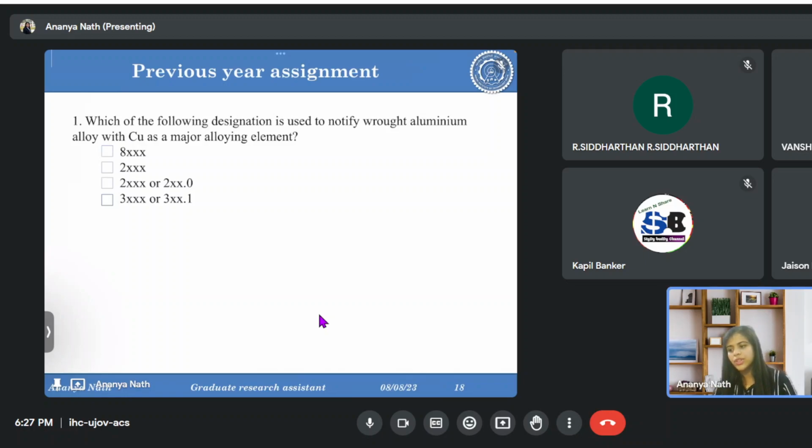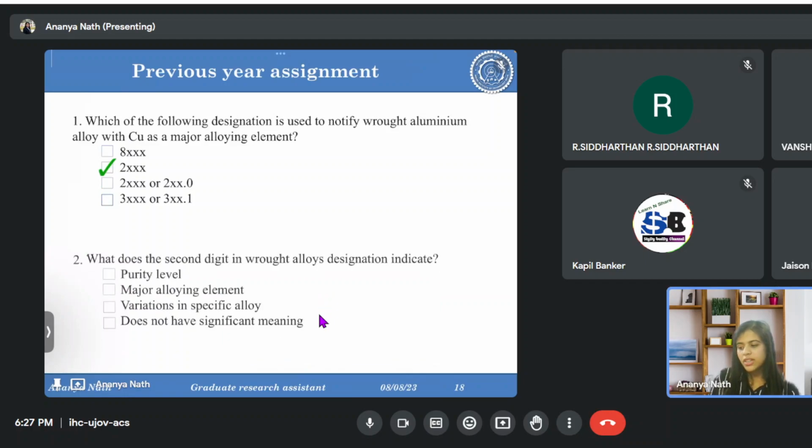Which of the following designations is used to notify wrought aluminium alloy with Cu as a major alloying element? Anyone? You guys know the answer, right? You can just unmute yourself and tell me. It's the second one. Yes, it's the 2000 series.